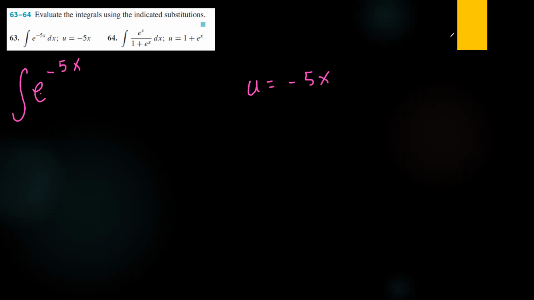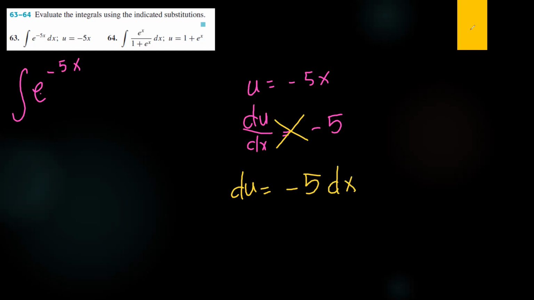So if u is negative 5x, du over dx will be negative 5. Then cross product, so du will be negative 5 dx. I told you, when you find the integration of u, you have to find dx. So here, divide by negative 5: dx equals du over negative 5. So dx will be du over negative 5.